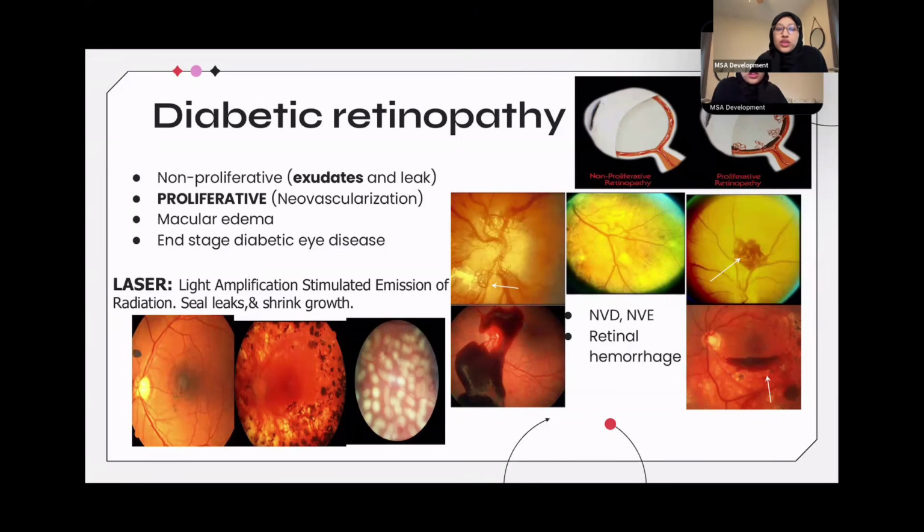What is the treatment? You can do laser therapy. So it's light amplification by stimulated emission. You don't need to know all of that. But basically laser therapy will kind of seal.